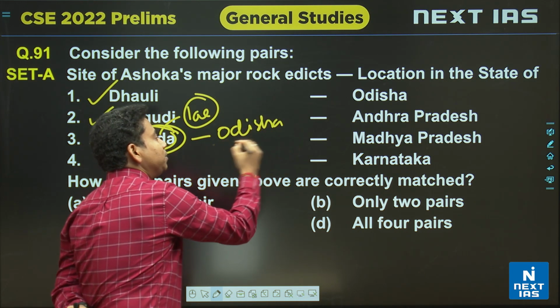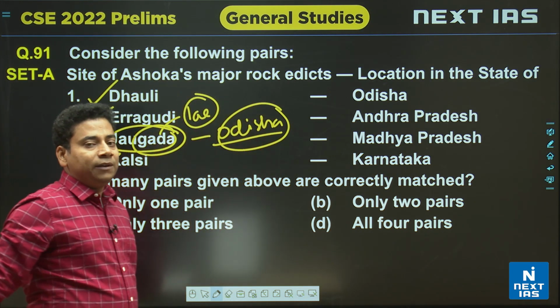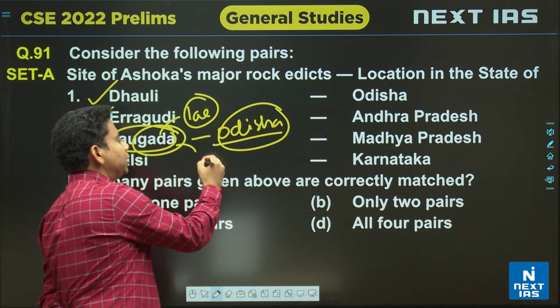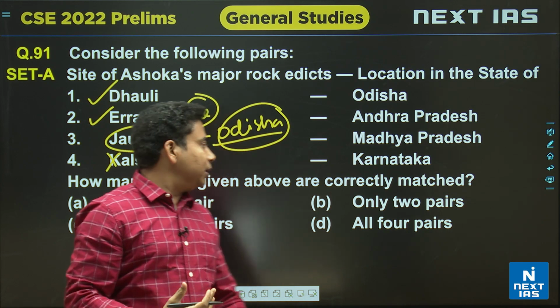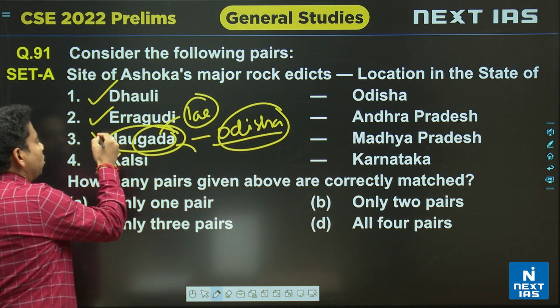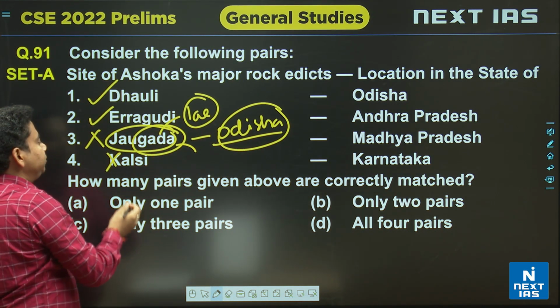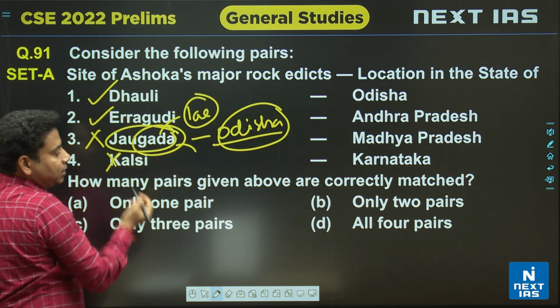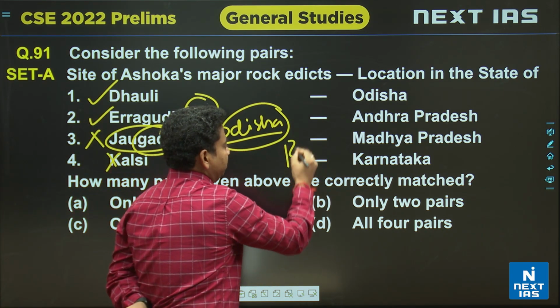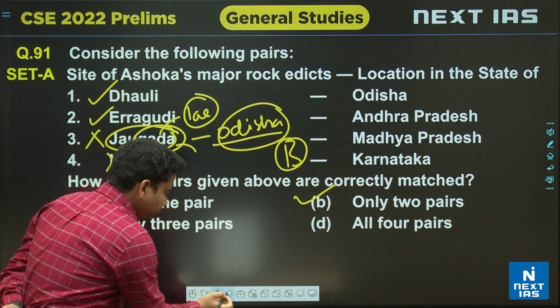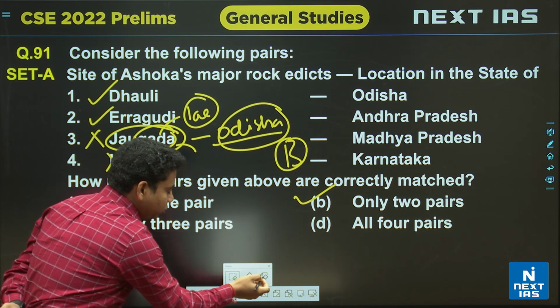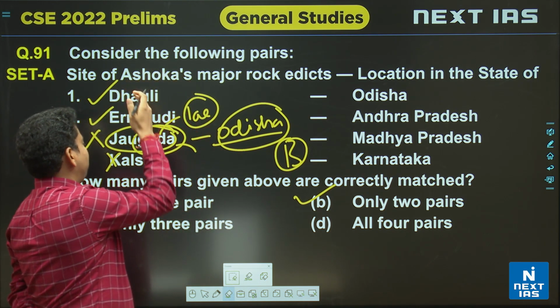Some historians and legends believe that Jaugada fort was related to Duryodhana and the Mahabharata. So the third is wrong, as it is in Odisha. The fourth is wrong. So only 2 pairs are correct, and the answer will be B. Now moving to the next question. Again in this question, we know about the first and the fourth.